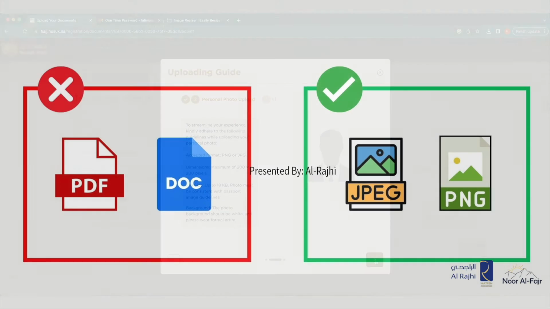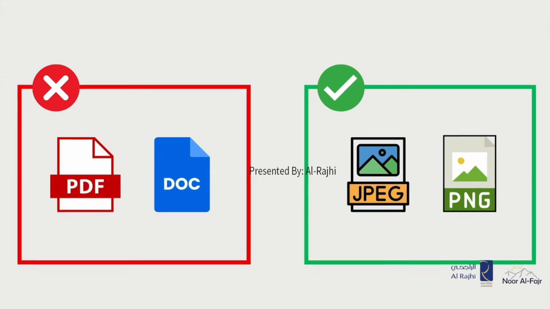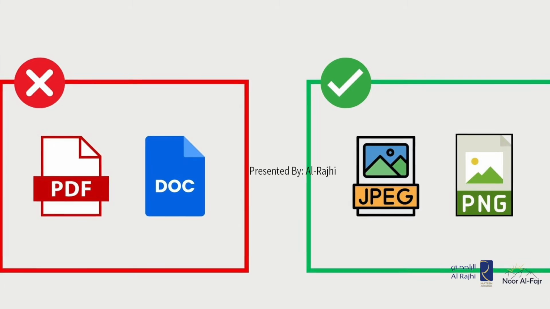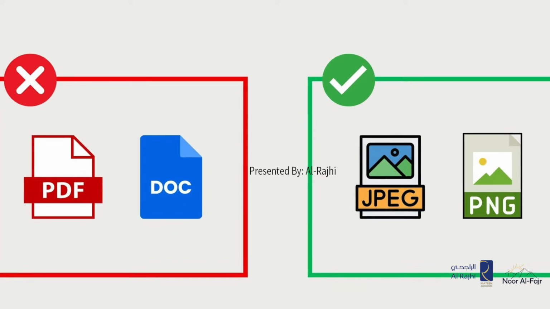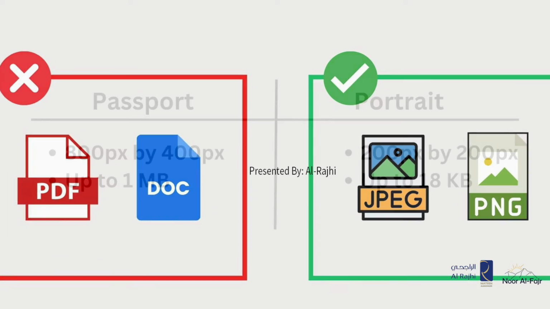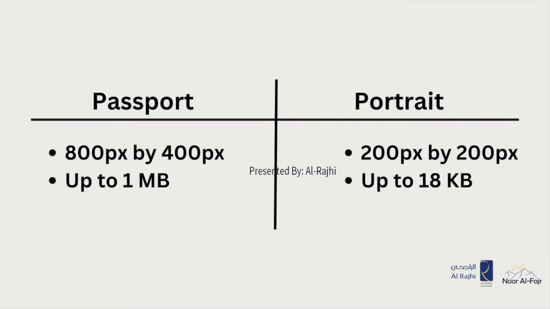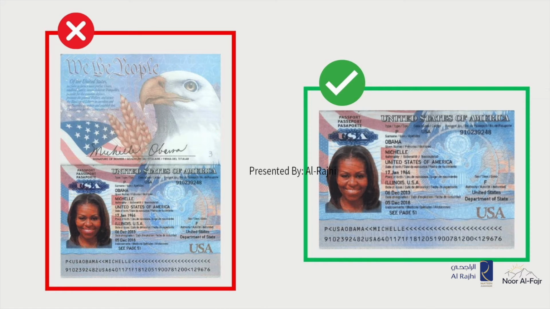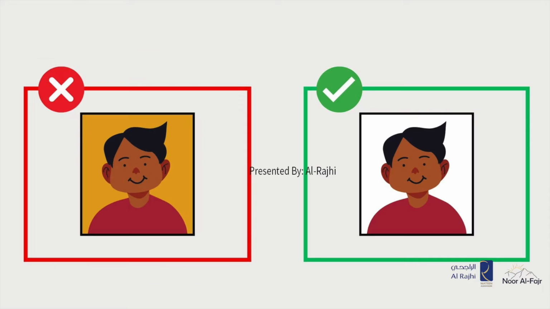The first thing you have to make sure is that your images are uploaded in PNG or JPEG format. Other file formats, such as PDF or doc, will not be accepted. In addition, the images must adhere to particular size requirements. Finally, for the passport, you should only include the page that has your image and personal information. The personal picture should have a white background.